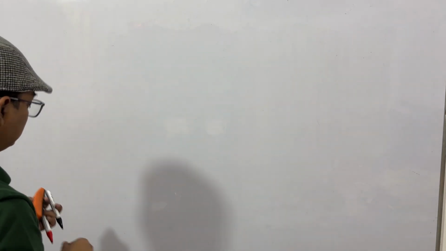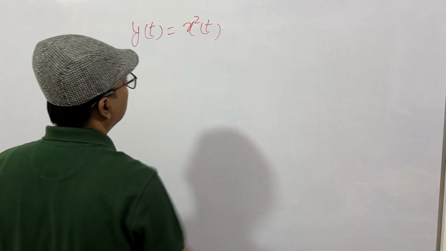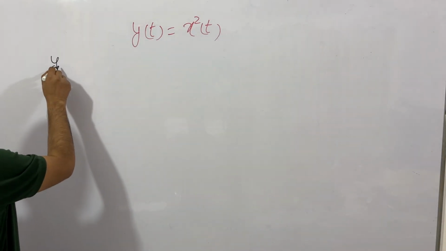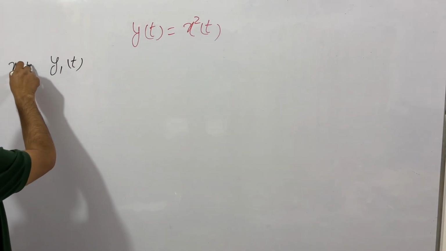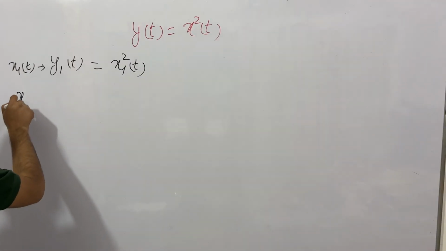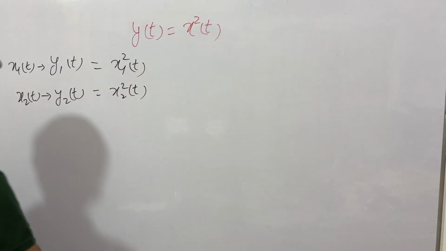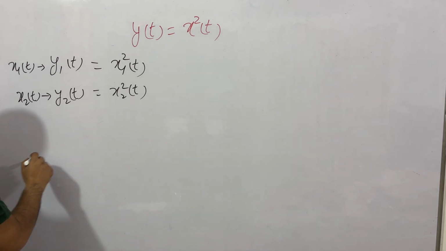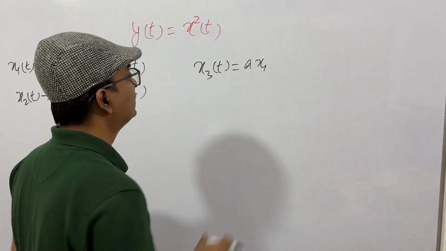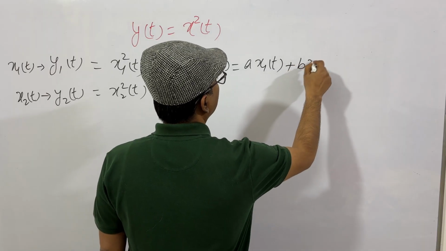Now let our question be like this: if y(t) is equal to x square (t), then is it linear? Now let's see. We know y1(t), if this is x1(t), your y1(t) will be equal to x1 square (t), and for x2(t) this will be x2 square (t). Okay. Now if my input is x3(t), which is basically a x1, we will now directly use scaling as well as additive property. We will directly check both properties.